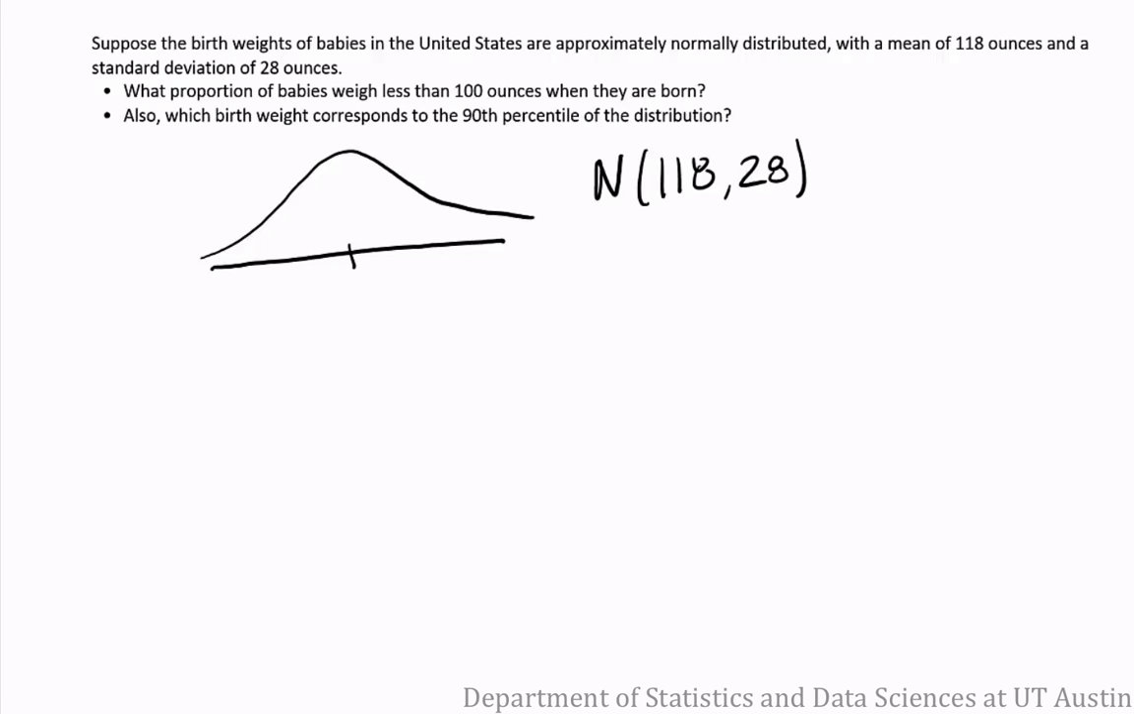So for the first question, it's asking what proportion of babies weigh less than 100 ounces. So if our mean right here is at 118, 100 ounces falls somewhere over here, and we want to find the probability to the left of 100 ounces, right? Babies less than 100 ounces.